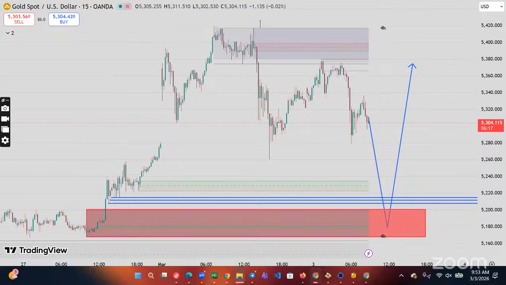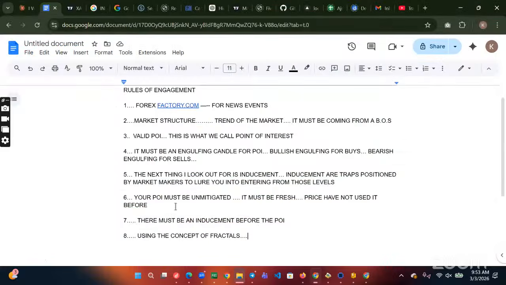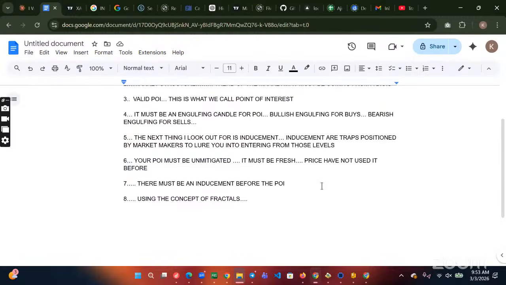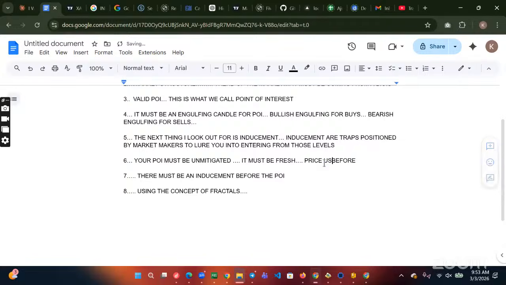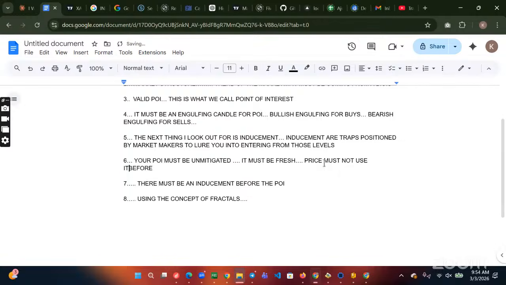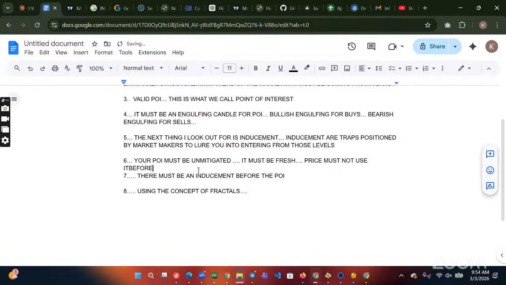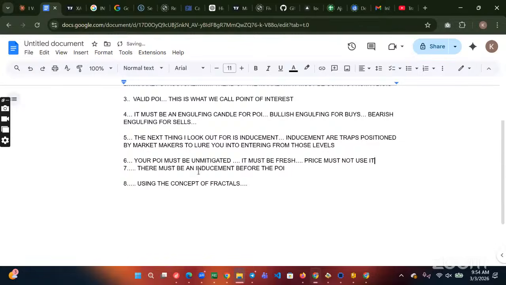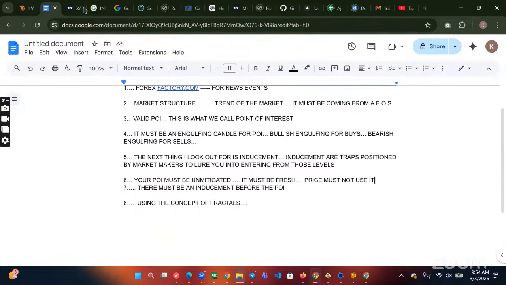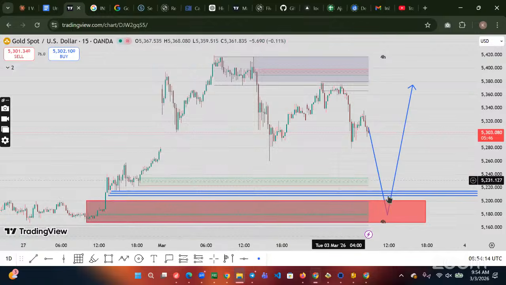All right, so back to our blueprint. Your POI must be unmitigated. It must be fresh. Price must not have used it. So meaning it must be fresh. There must be an inducement before the POI.